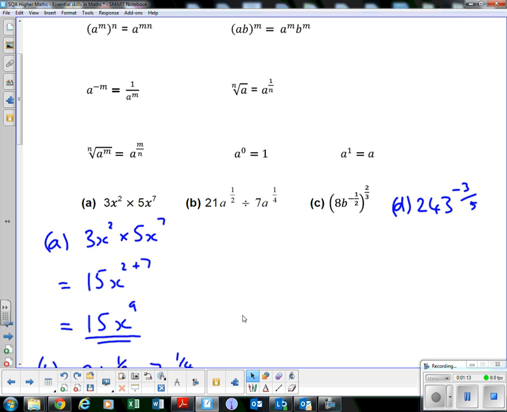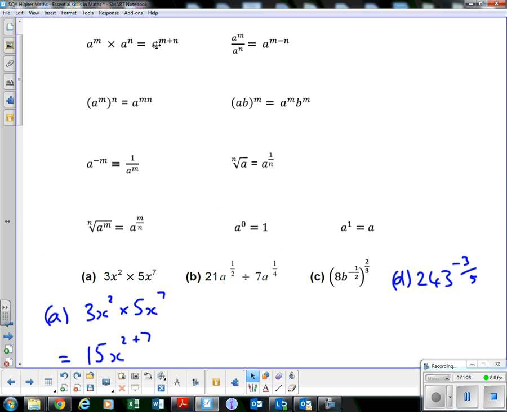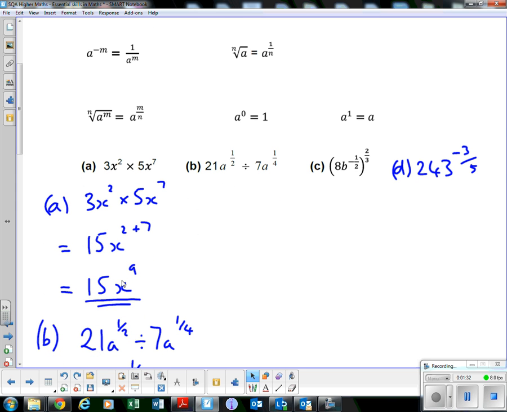Right, let's have a look at the examples. So 3x squared times 5x to the 7. Well, 3 times 5 is 15. The large numbers, or the normal numbers if you like, we'll just multiply them together. And x squared times x to the 7, going back up to this, would be x to the 2 plus 7, which would be x to the 9. So it'll be 15x to the 9.